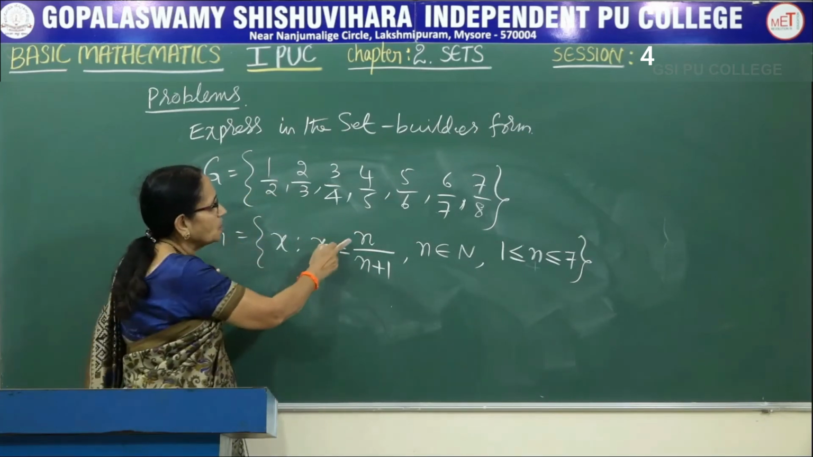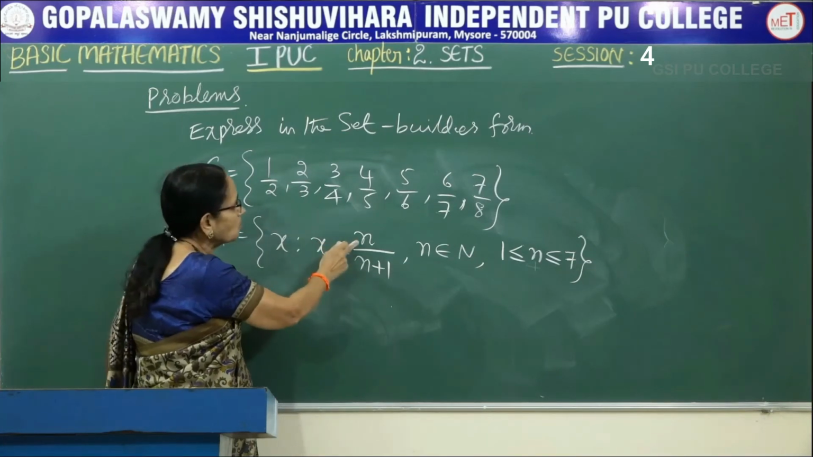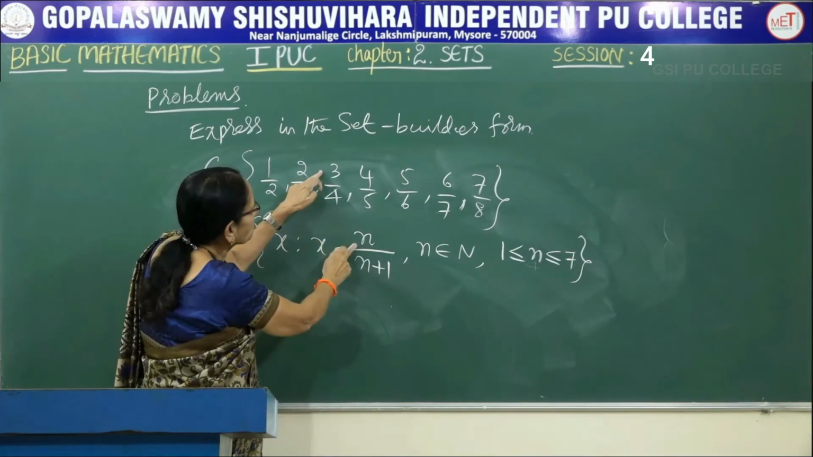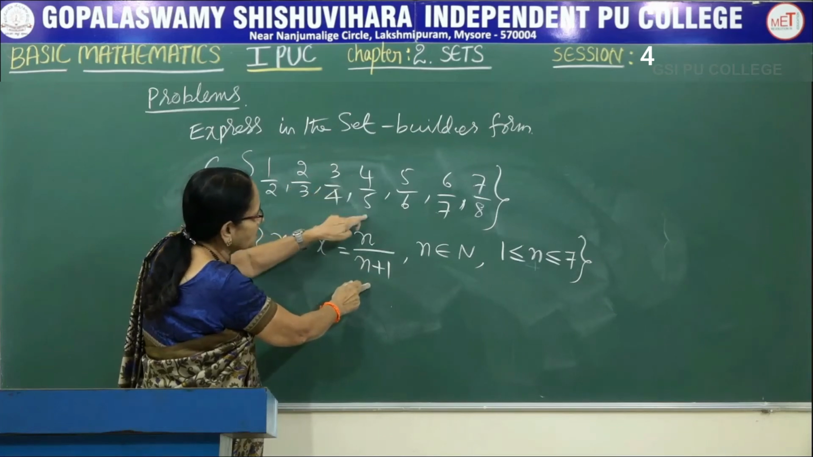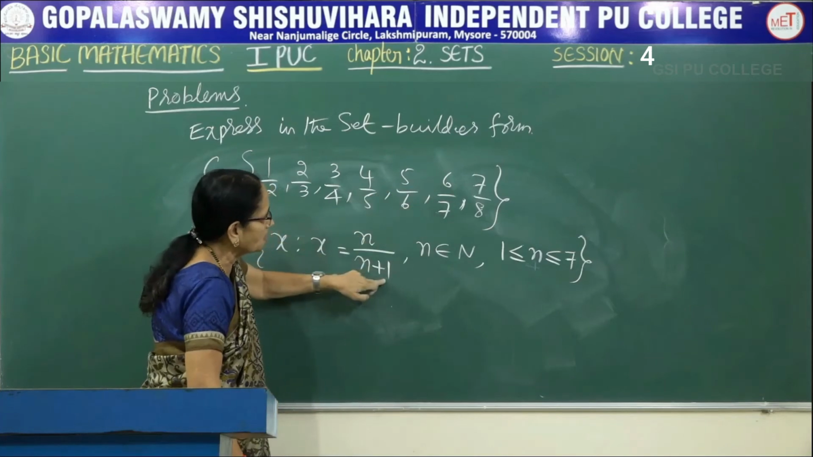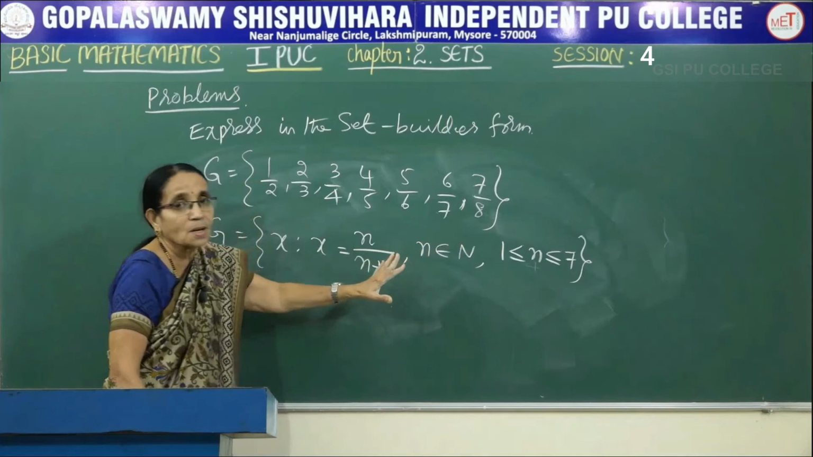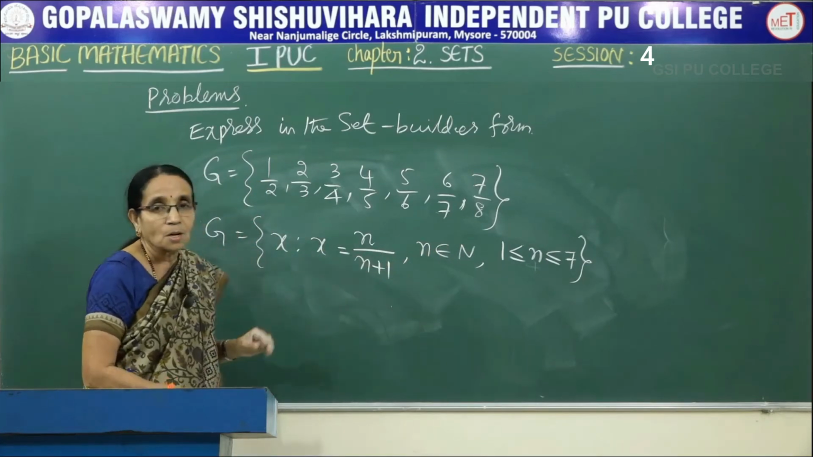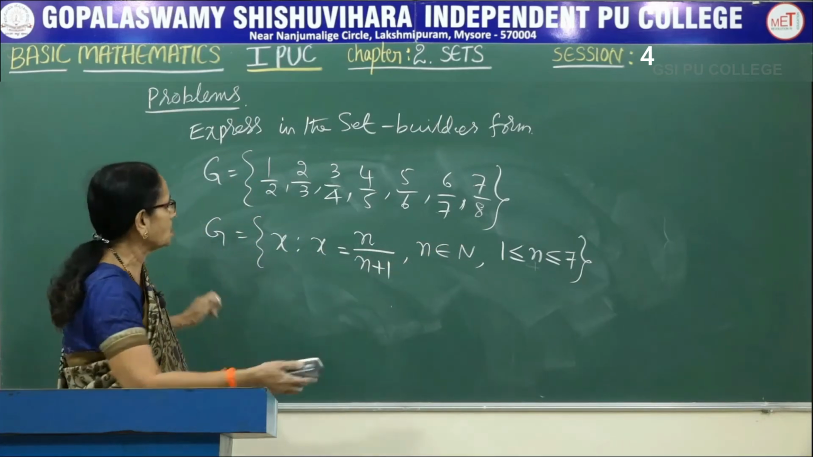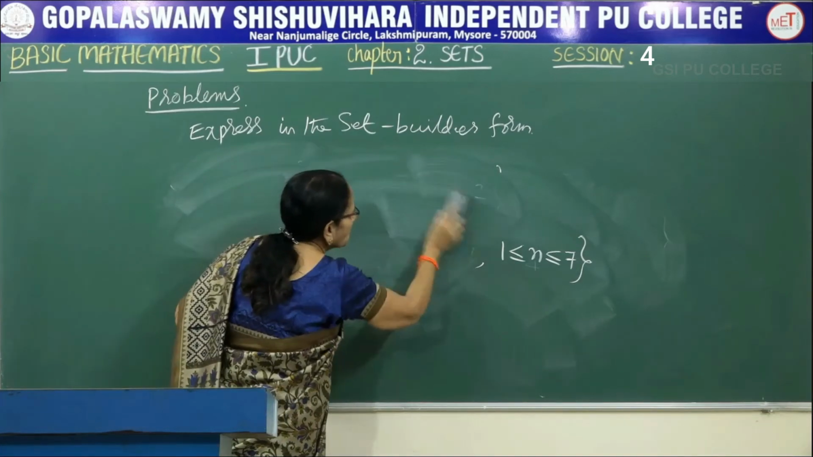So, give the values. n is equal to 1, 1 divided by 1 plus 1, that is 2. n is equal to 2, this is 3. n is equal to 3, 4. n is equal to 4, and this is 5. n is equal to 5, denominator 6. n is equal to 6, denominator 7. n is equal to 7, the denominator is 8. That is the last number you can consider. So, this is how it has to be written. Now, we move on to another problem.